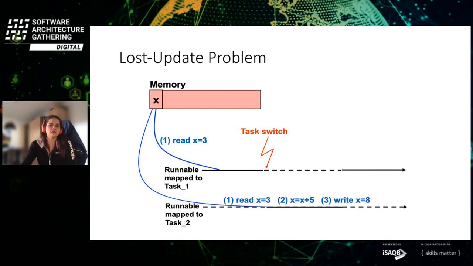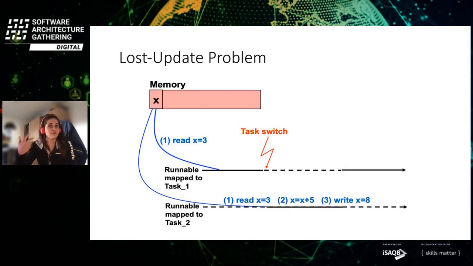So here's an example where two runnables are mapped to separate tasks. A runnable, as determined from AUTOSAR, you can think of as some kind of function or method, which is mapped to one task, and a function that is mapped to another task. And this just updates a memory location. Here you see there's the memory location X. This memory location contains the value 3, and 5 should be added to this. And afterwards, 8 should occur after that. So both functions should do that.